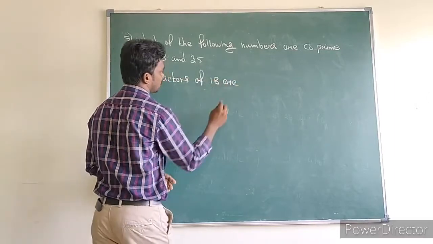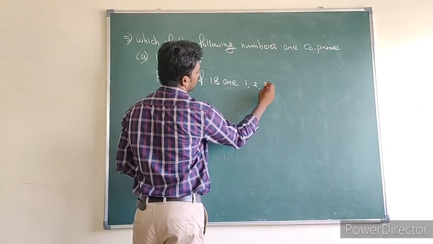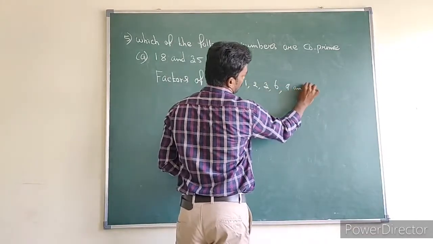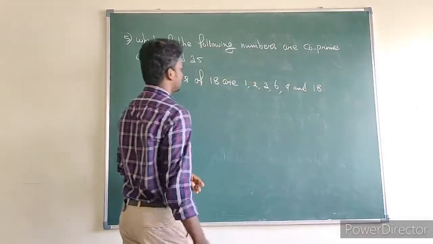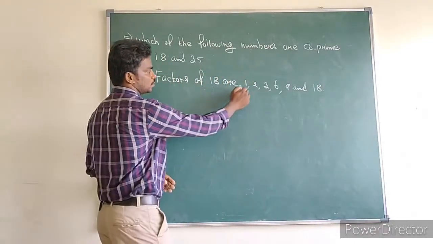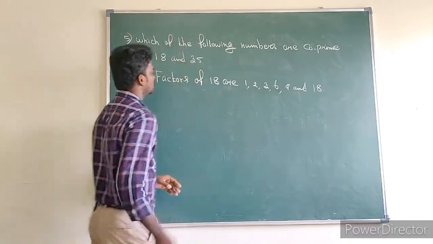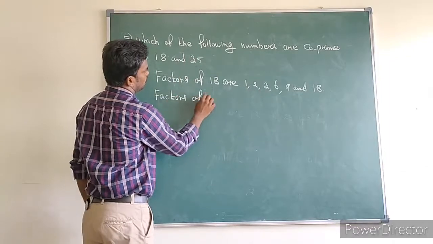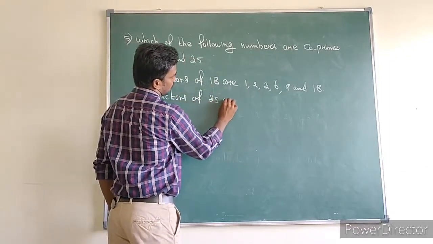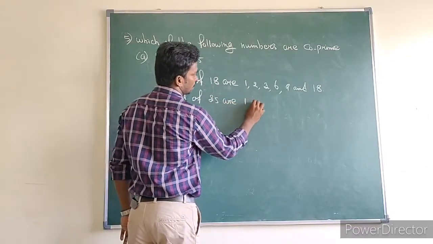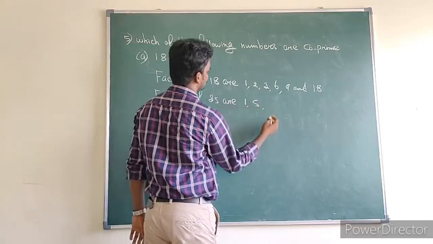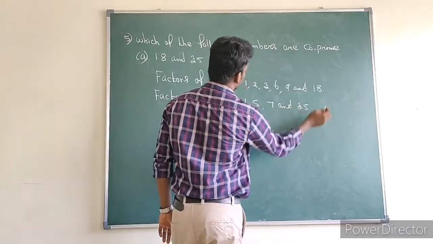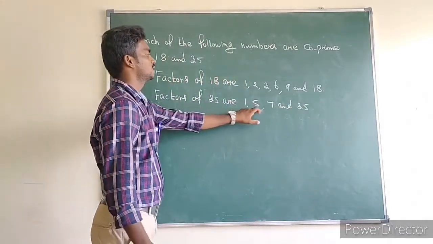What are the factors of 18? 1, 2, 3, 6, 9 and 18. That means factors of 18 means the divisors of 18: 1, 2, 3, 6, 9 and 18. Next one is the factors of 35. What are the factors of 35? 1, 5, 7 and 35. So the factors of 35 are 1, 5, 7 and 35.